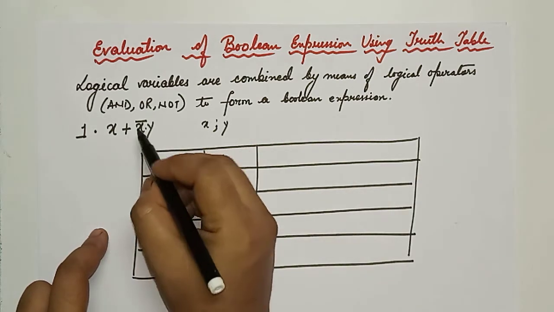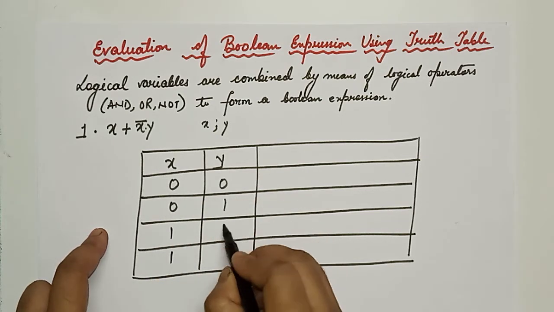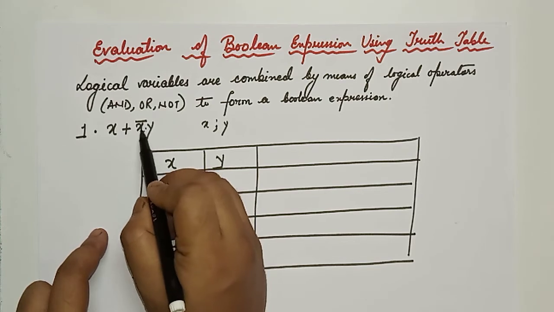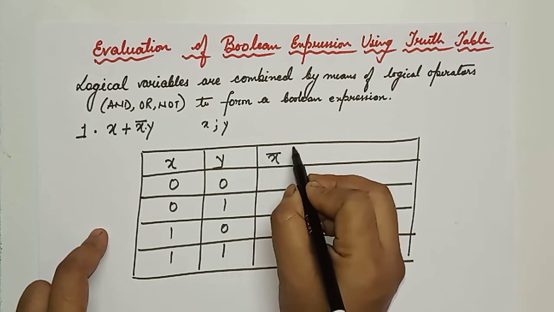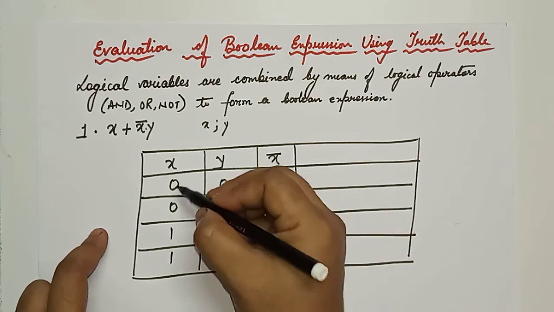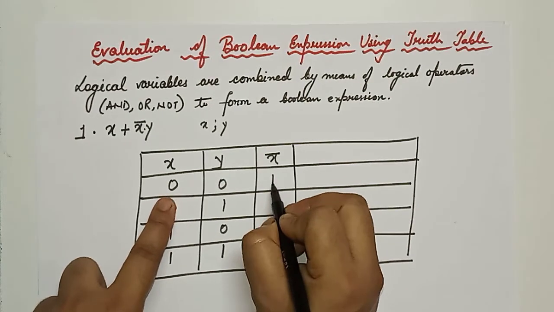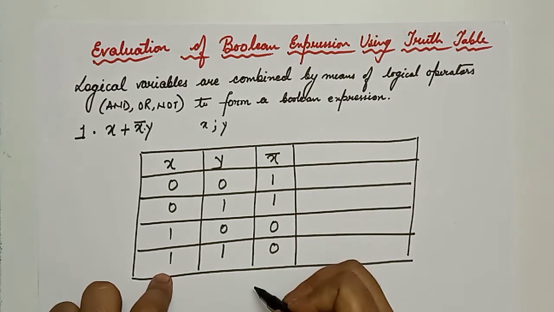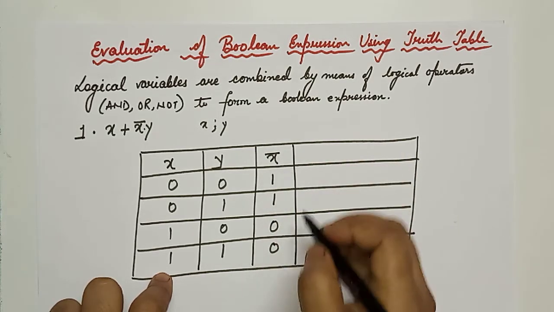Now if you look into the expression, X is already there. Let me put the values. Now look into the next term, that is the X bar Y. Y is also there, but we don't have the X bar. So let me write the X bar. X bar is what? We have to apply the NOT operator. That means whatever the value of the X we are having, we have to just complement it. So for 0 we will write 1, for 0 it is 1, for 1 it will be 0, for 1 it will be 0. So this is the way we find out the value of the X bar.